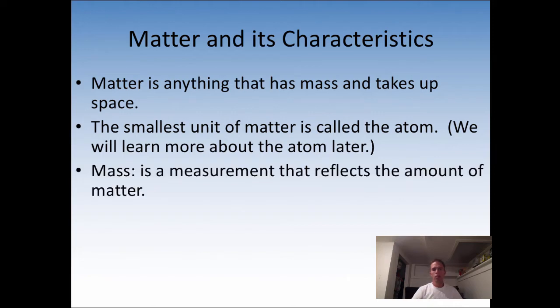Mass. Let's go over a little bit about what mass is. Mass is a measurement that reflects the amount of matter an object has. So if you look at, say, this pen, it's made up of matter, and it has mass. And mass is just a word that reflects how much matter is in this pen. So it's made up of a certain amount of matter. Of course, a table would have a lot more mass than, say, this pen.